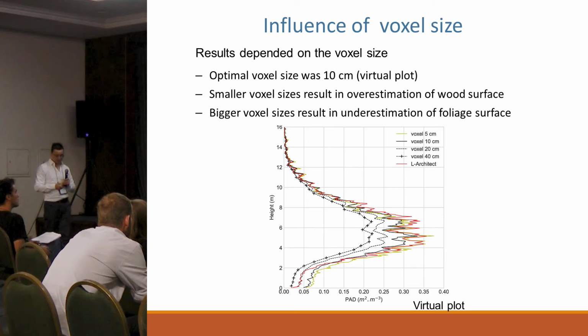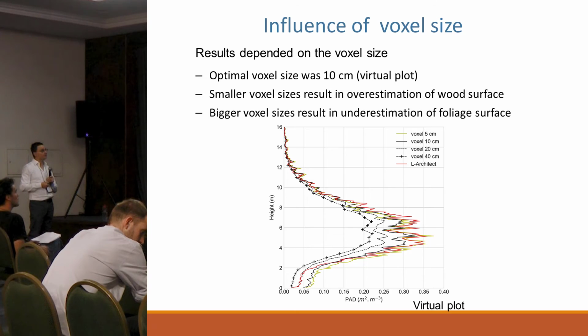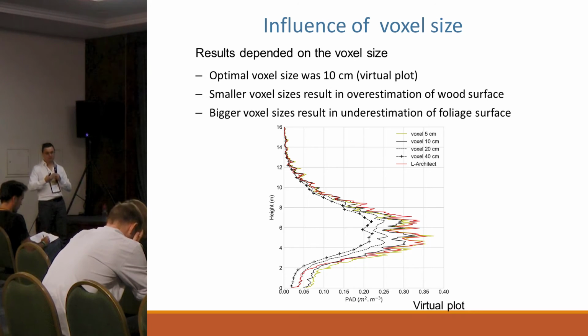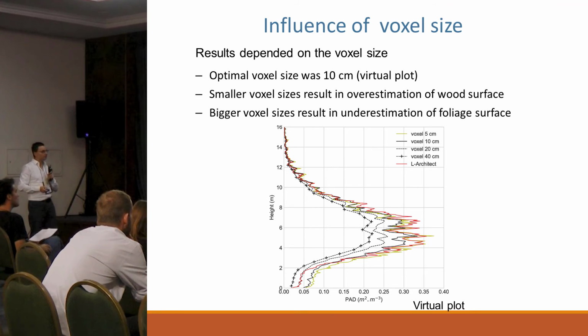The influence of voxel size is not a big surprise. The optimal voxel size was 10 centimeters in the virtual plots, which were balsam fir and larch. Ten centimeters is relatively the size of the shoot, which, like Martin told us, is the foliage unit that drives this kind of voxel size. You can guess it when you set up your tiles. Smaller voxel size resulted in overestimation of wood surface, and bigger voxel size resulted in underestimation of foliage surface. You can see the difference here for the virtual plots.